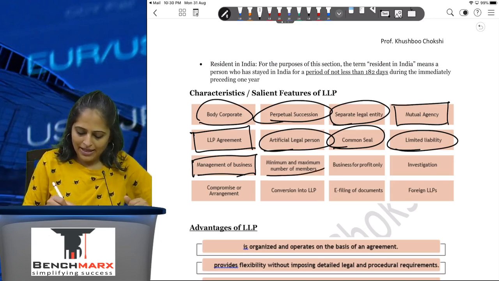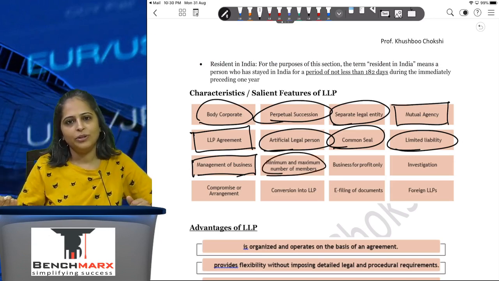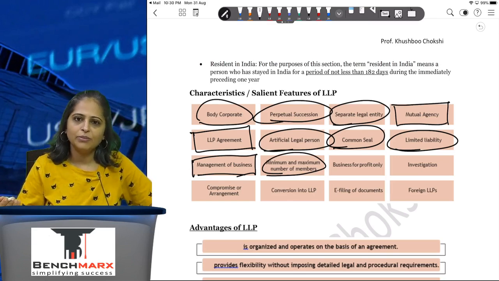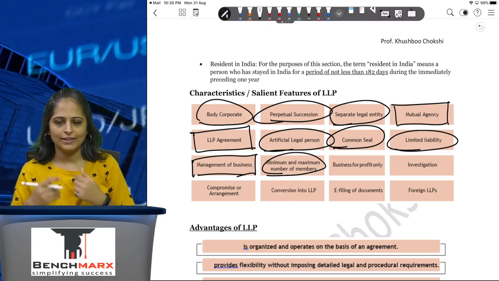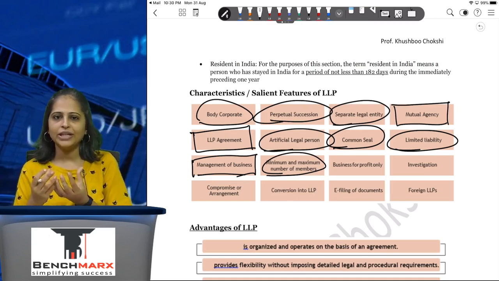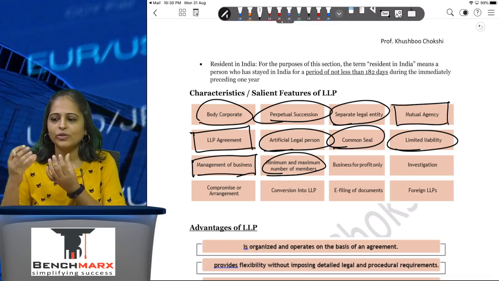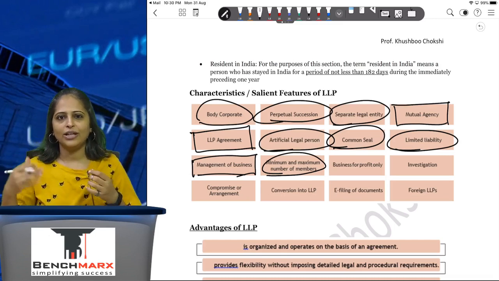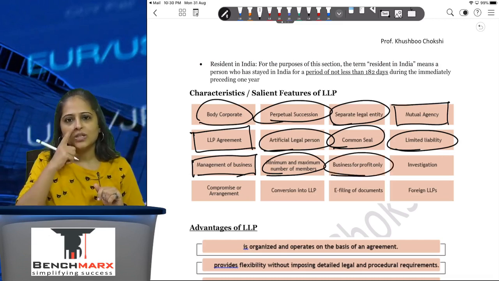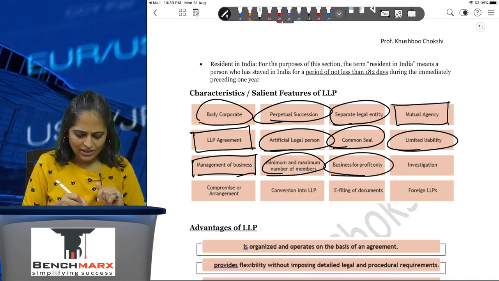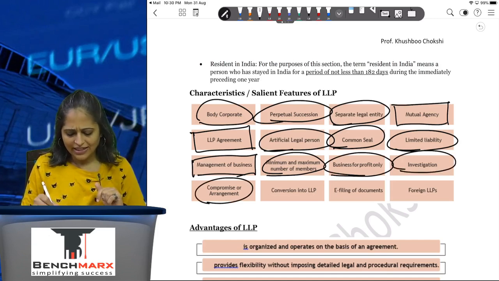Then the minimum and maximum number of members: there is no limit on the maximum number of members, but minimum you need two, because it's a partnership. So you can't have a partnership with yourself, correct? So you need some partner, and you come together for the purpose of doing a business with a view to earning profit. So you cannot have it for a charitable purpose. So it's a business for profits only. Investigation, compromise or arrangement, these are all secondary clauses.